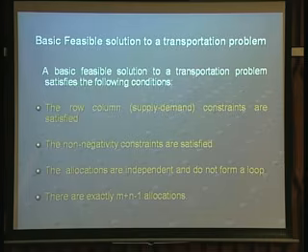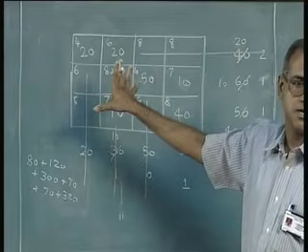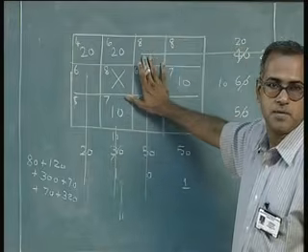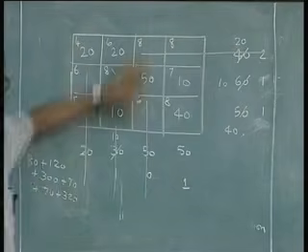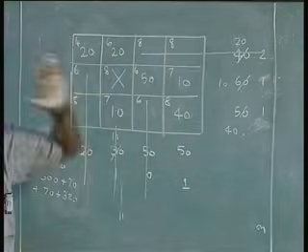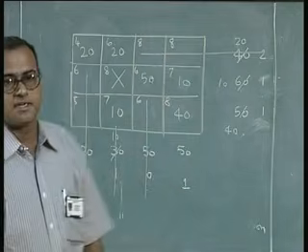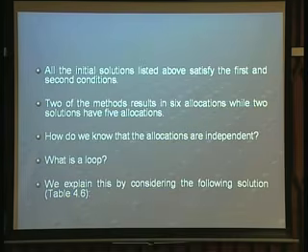Now, let us look at the third condition and first understand what this loop is, and then go back and see whether this satisfies the loop condition or does not satisfy the loop condition. For example, if this satisfies the loop condition, then this is basic feasible. Right now this is feasible because it satisfies all the supply demand conditions, it satisfies the non-negativity condition, it has exactly m plus n minus 1 allocations. So, the only thing we have to check whether it satisfies the third condition. So, let us first understand what this loop is.